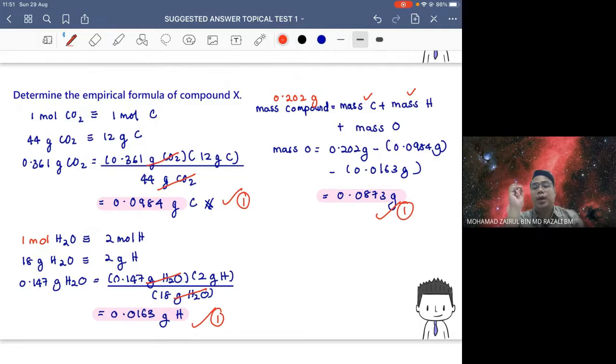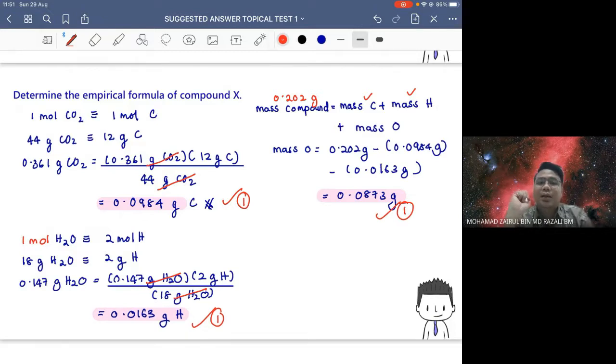Okay, make sure at the earlier stage of your calculation, awak ambil 4 atau 5 decimal places. Jangan ambil 2 waktu awal-awal sebab nanti dia akan affect your final answer. Dia akan berbeza banyak juga. So, ingat, at the earliest part of the calculation, make sure awak ambil 4 to 5 decimal places.